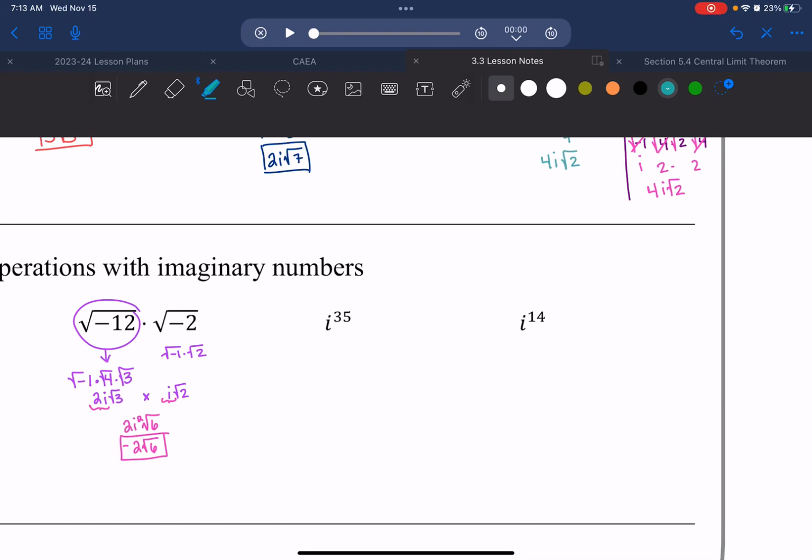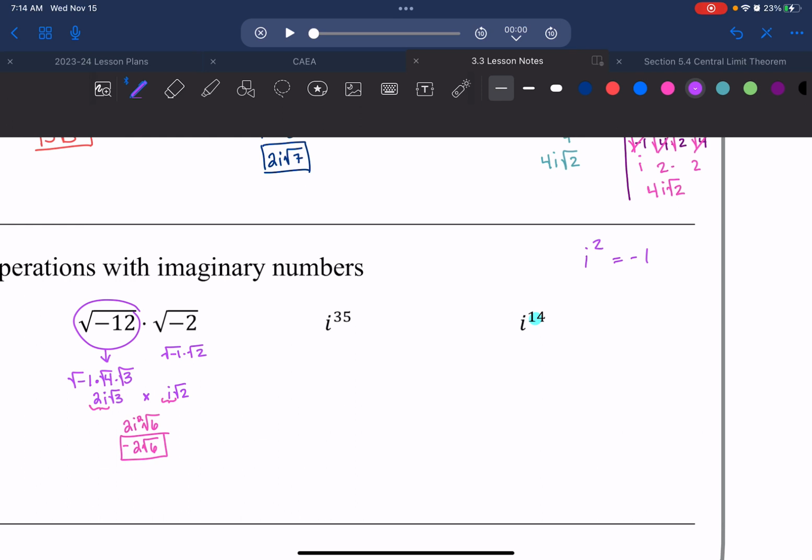So we're going to look at these last two examples together, and I want to first look at i to the 14th power. When I said yesterday that we can't leave any i to a power because those can all be simplified, what I don't know is what i to the 14th power is, but what I do know is that i squared is equal to -1.